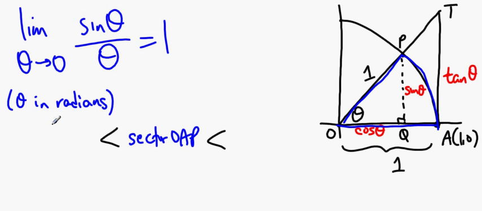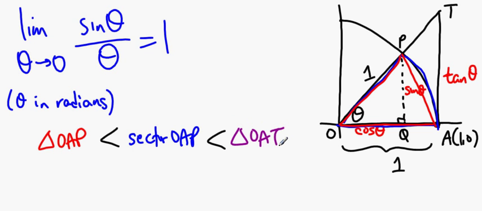Now, you and I can agree that that sector has a bigger area than triangle OAP. The blue sector has a bigger area than the red triangle. And you could also agree that triangle OAT has a bigger area than either of those. Super. Well, let's do a little bit of algebra.